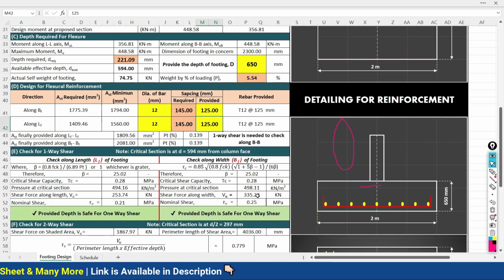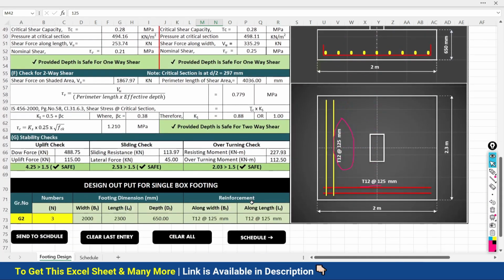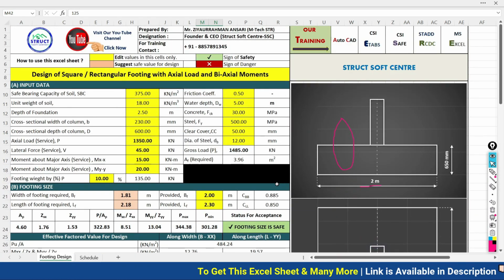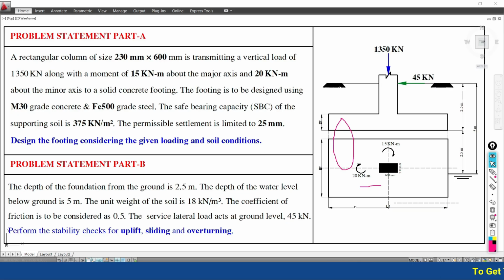Hope that you all understood how to use this spreadsheet for designing your foundation when the foundation is subjected to axial load as well as biaxial moment, and we have taken the help of this problem statement to design this foundation.